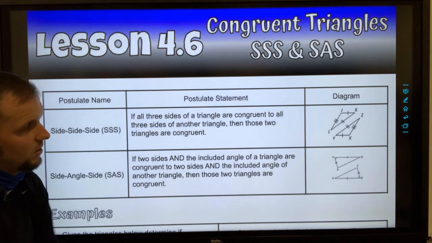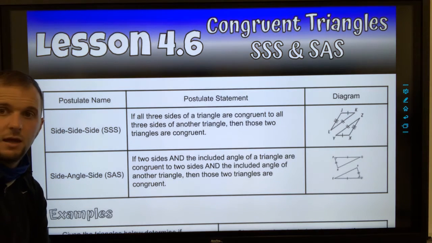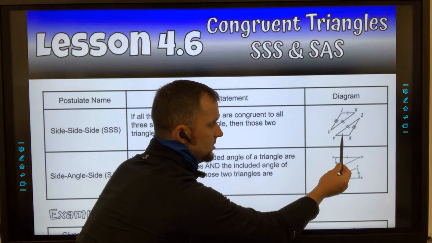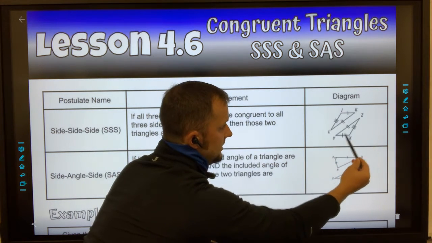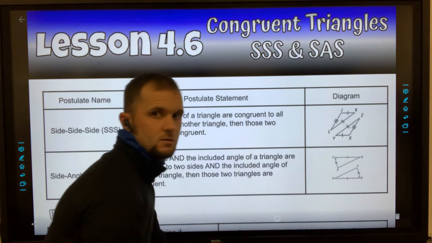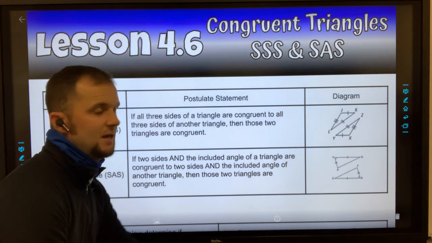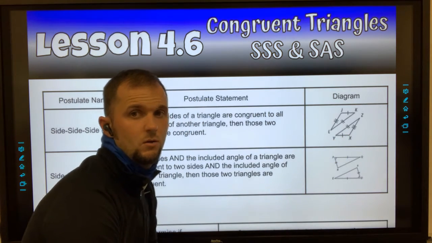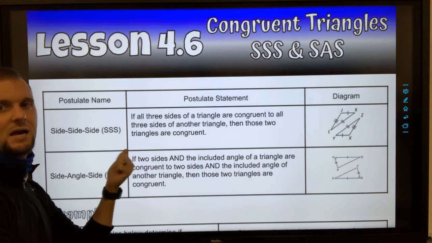If we look at the example over here, I have triangle JKL and triangle XYZ. XY has one notch on it, JK has one notch, LK has two, ZY has two, XZ has three, and JL has three. Remember, the notches match up to each other and tell you that they're congruent. So all three sides of this triangle are congruent to all three sides of this triangle. That means those two triangles are congruent because of the side, side, side postulate.